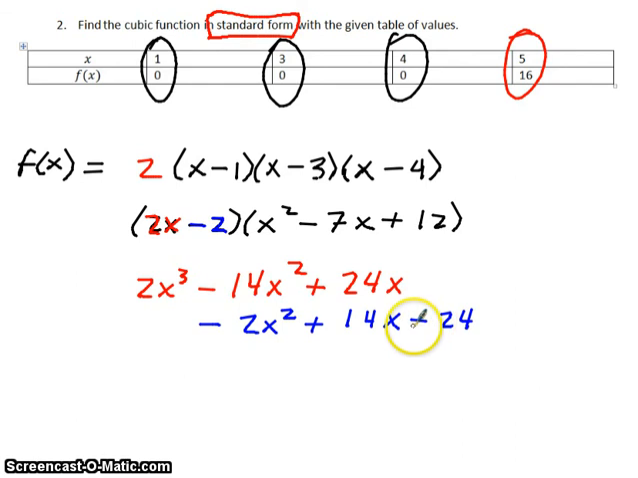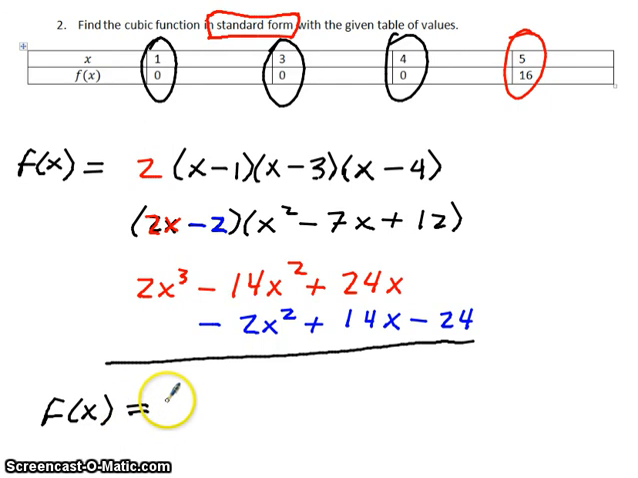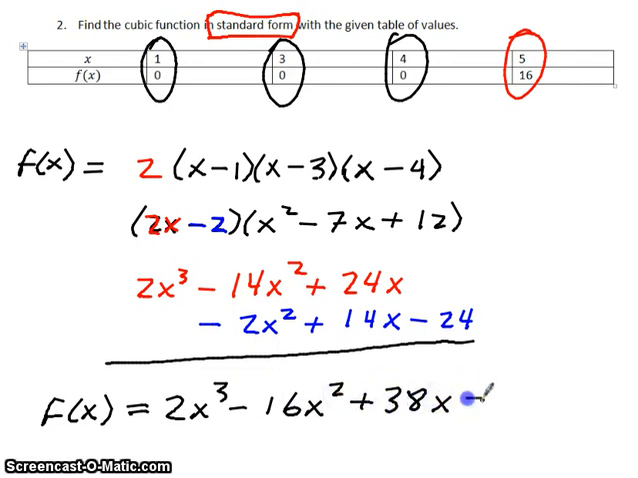Now I'm going to add straight down, and that's going to give me f of x, which is equal to 2x to the third minus 16x squared plus 38x minus 24.